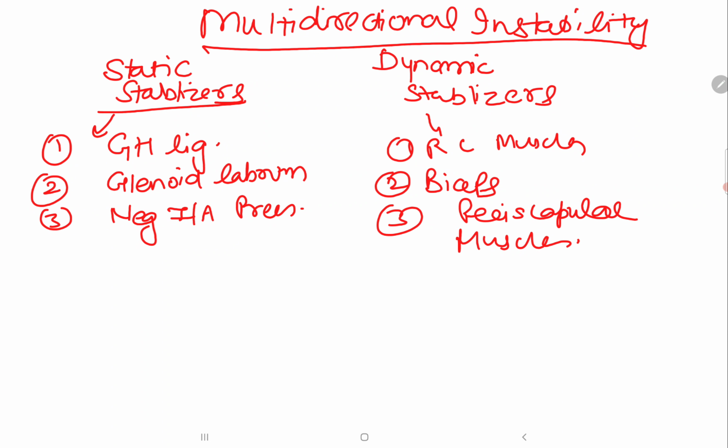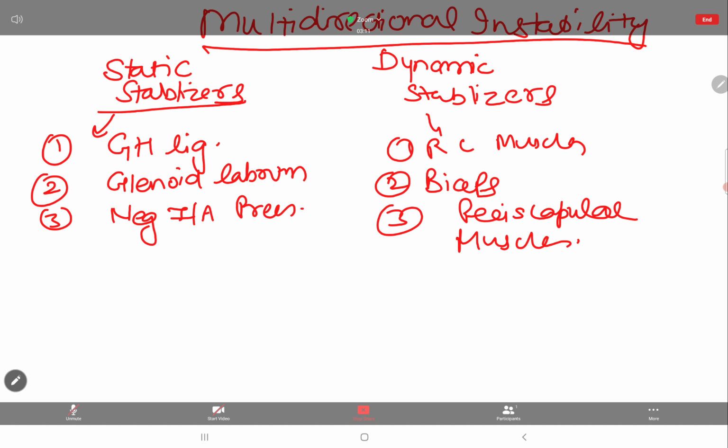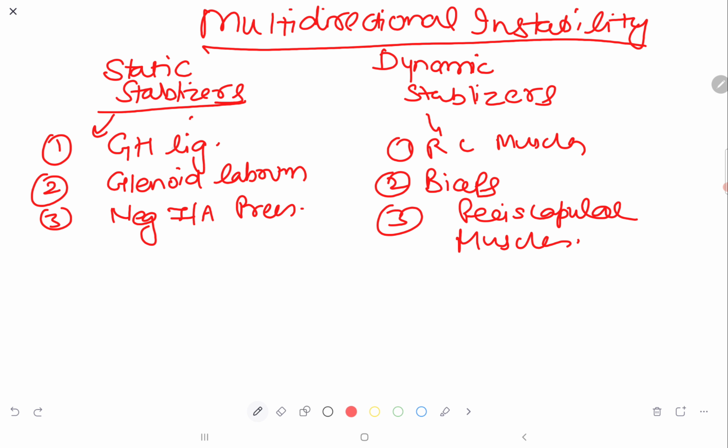Today we will talk about multidirectional instability. Before we discuss multidirectional instability, we will talk about the static and dynamic stabilizers. Static stabilizers are the glenohumeral ligaments, glenoid labrum, and negative intra-articular pressure. Glenohumeral ligaments may be superior, middle, or inferior.